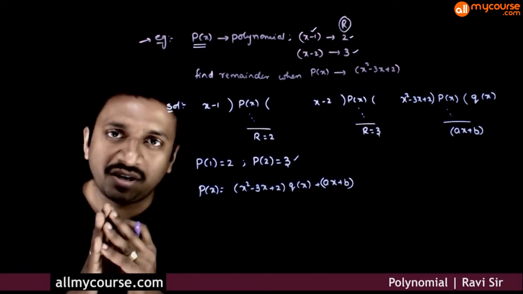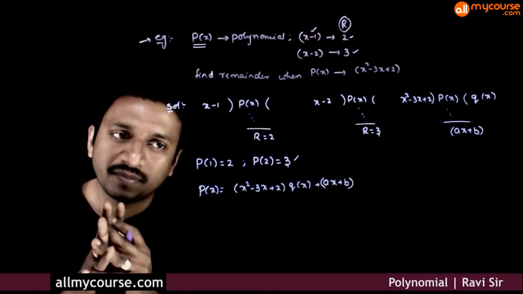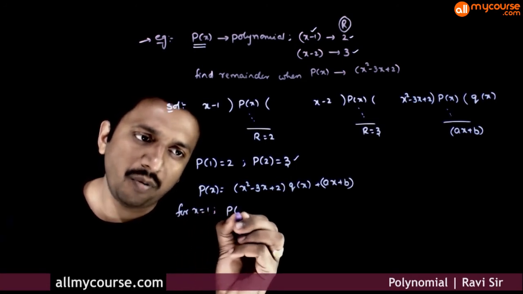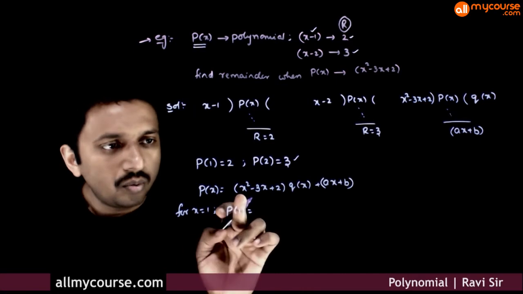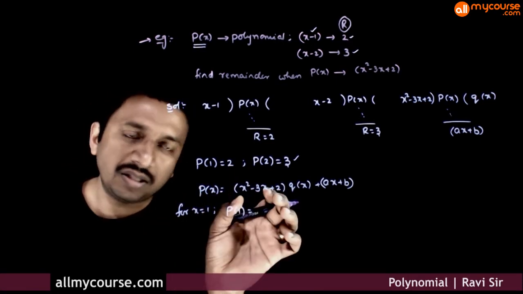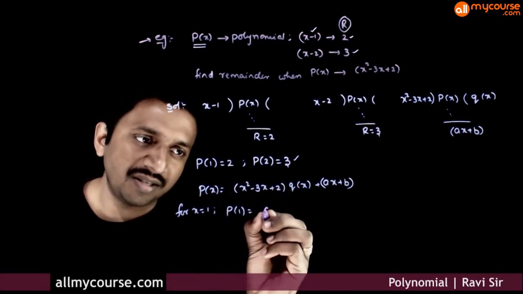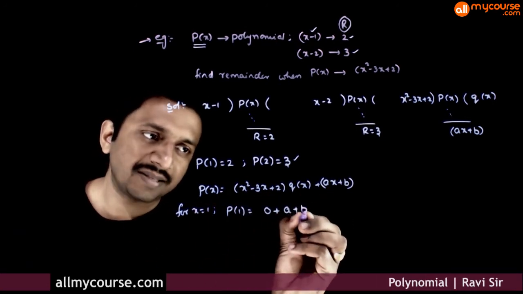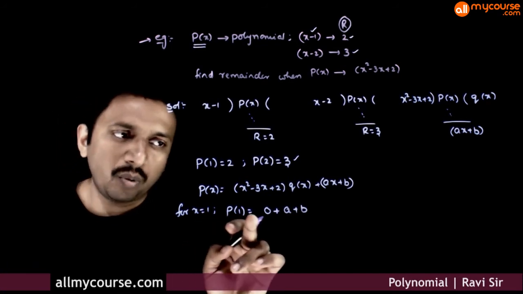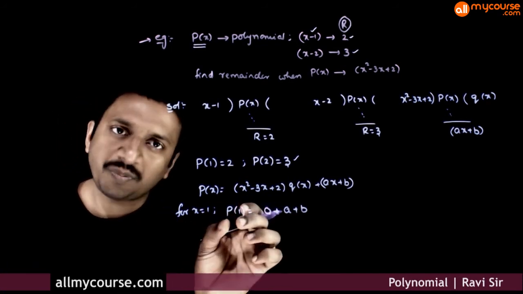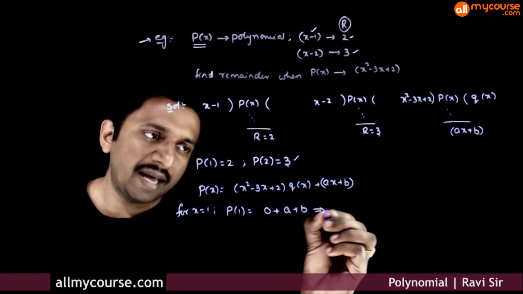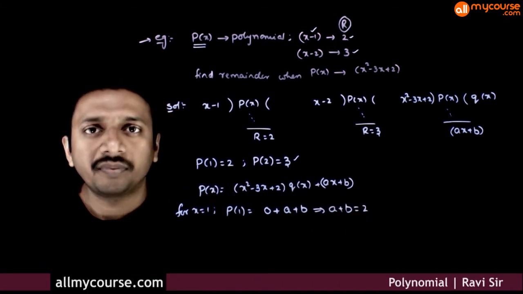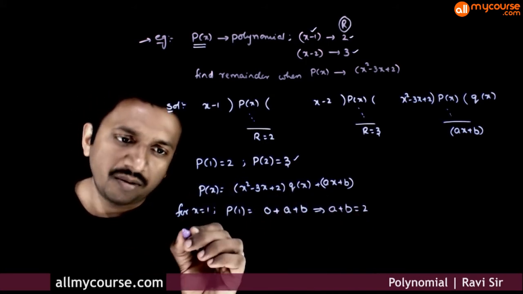So let us take a special case and put x is equal to 1. For x is equal to 1, p of 1 is equal to 1 minus 3 plus 2, which is 0, so 0 times q of x is 0, plus a into 1 plus b. So p of 1 is equal to a plus b. And what is p of 1 given as? 2. This implies a plus b is equal to 2. This is the first equation.